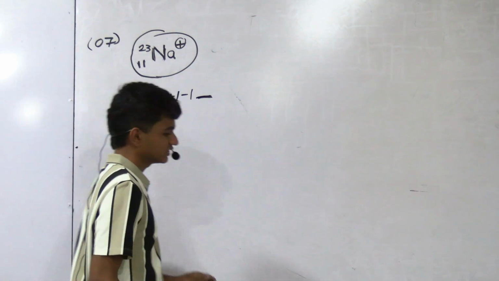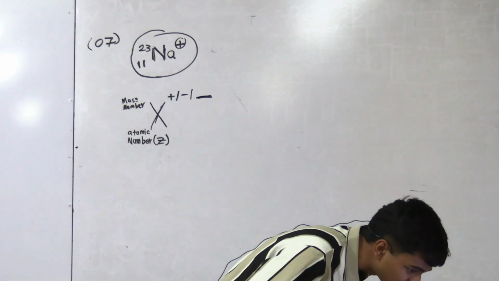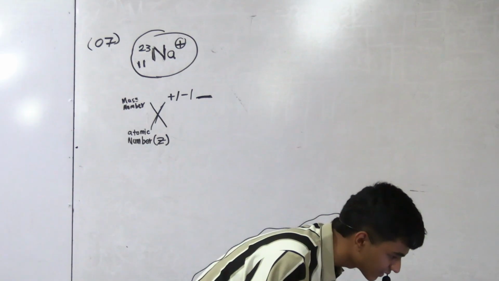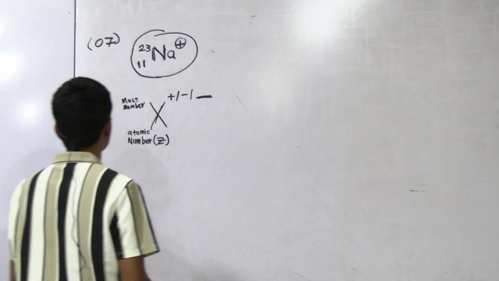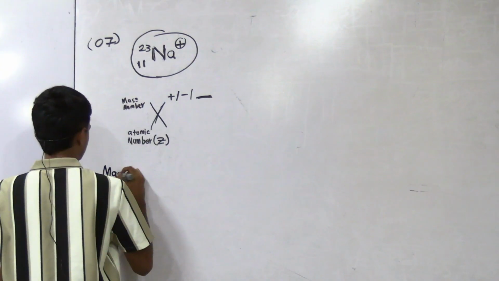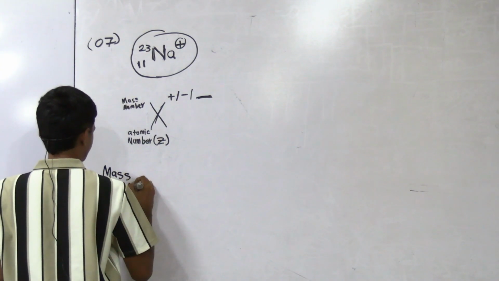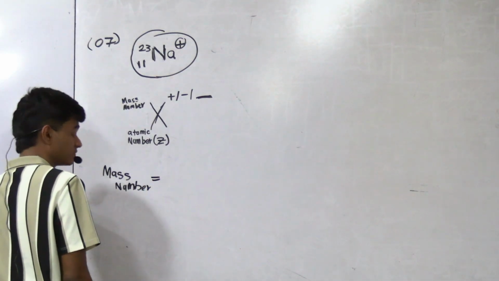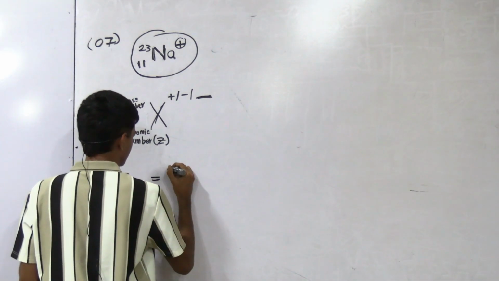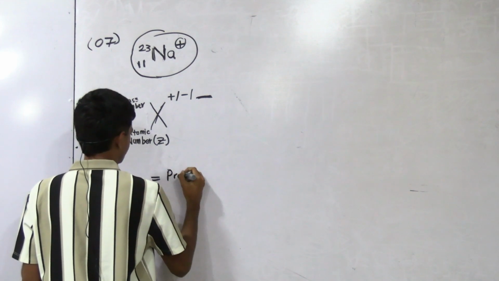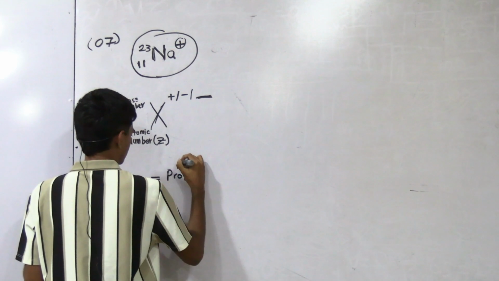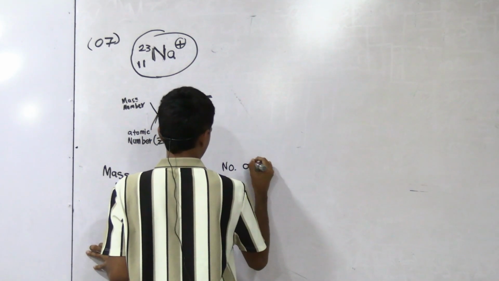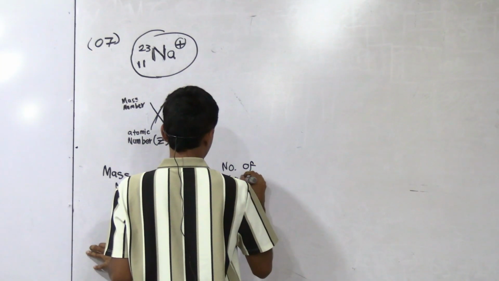So in the question they ask the number of electrons and the number of neutrons in the ion indicated by the symbol. Okay, we know that mass number is the number of subatomic particles in the nucleus. We have only 2 types of subatomic particles in the nucleus: protons, the number of protons, plus the number of neutrons.